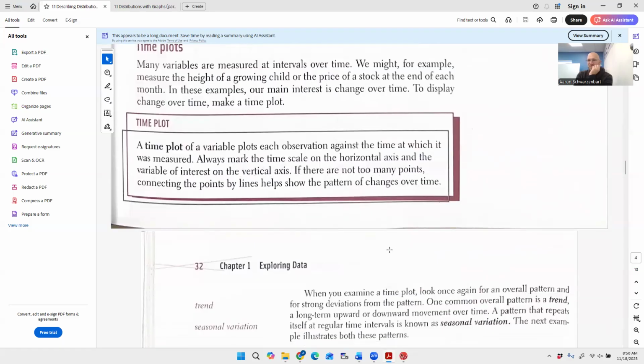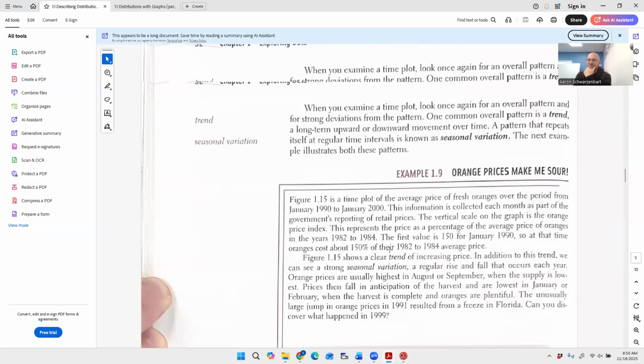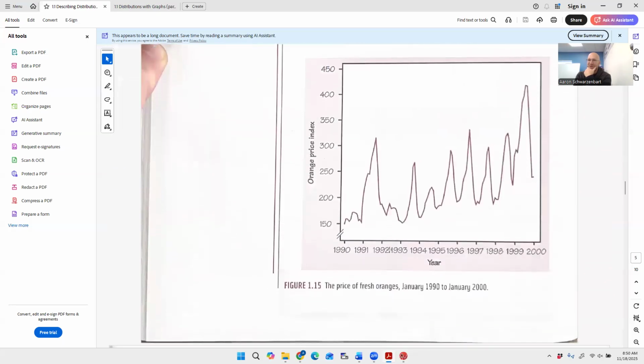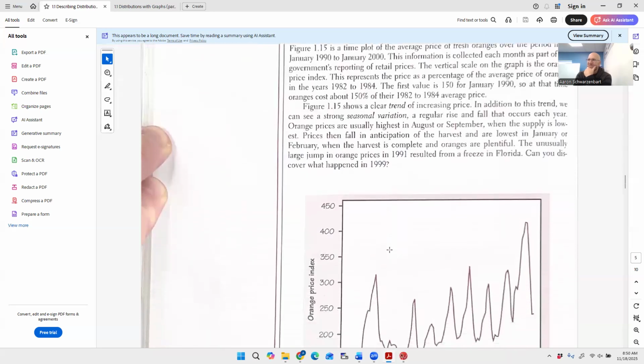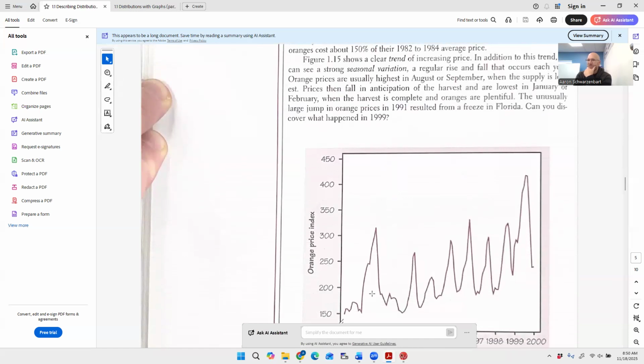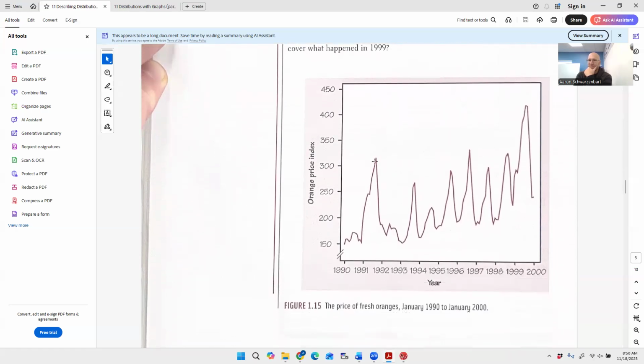Time plots. A time plot uses time on the x-axis. So if you look at orange price, all fruit has seasonal variation in the prices, right? So this is the price plotted over time. When it's spiked high, it's out of season. When it's low, it's right at harvest season. And you can see the time plot shows us that this repeats every year.